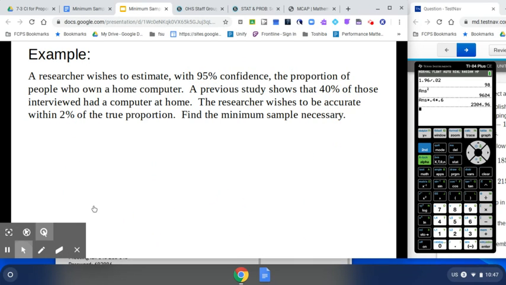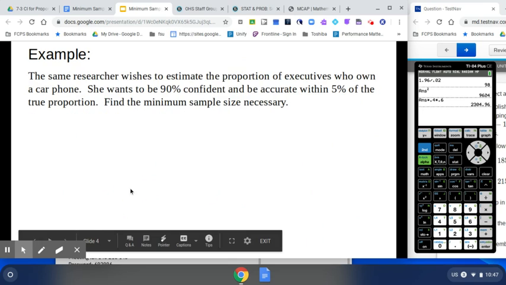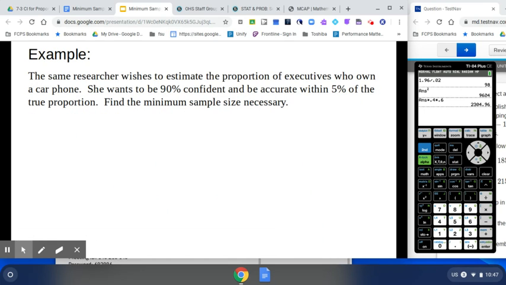All right, taking a look at the next example. We have the same researcher wishes to estimate the proportion of executives who own a car phone. She wants to be 90% confident and be accurate within 5% of the true proportion. Find the minimum sample size necessary.